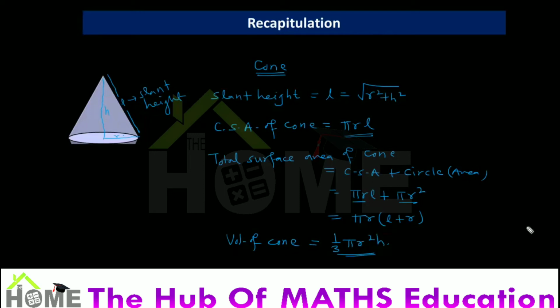So remember all these formulae. As far as the cone is concerned, the slant height is given by square root of r square plus h square. Curved surface area of cone is pi r L. Total surface area of a cone is pi r into bracket L plus r, and the volume of the cone is 1/3 pi r square h.